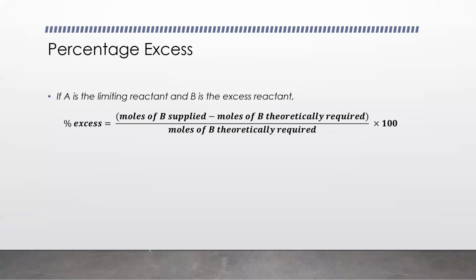So if you have a particular reaction in which A is the limiting reagent and B is the excess reactant, right? In that case, the percentage excess of B is going to be moles of B that are supplied minus moles of B that are theoretically required upon moles of B theoretically required. All right. So this is one very important formula for percentage excess of B.